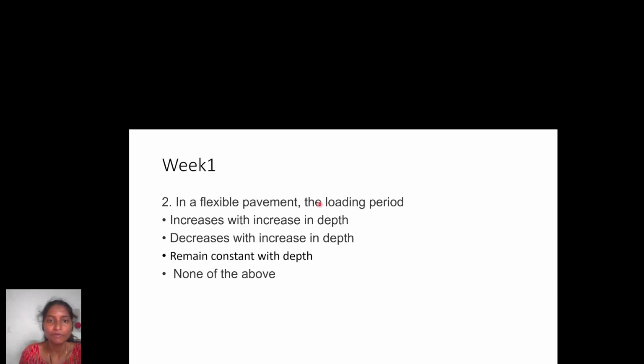In a flexible pavement, the loading period. If you could have seen, a vehicle has a wheel at the top and let us say a load of 20 kilonewtons is applied from the wheel. Just at the bottom of the wheel, there will be a lot of stresses. As you move from top to bottom, stresses will be reducing because at the top only one layer is taking that, in contact with the wheel bottom. As you move down, that load will be distributed to a wider area.